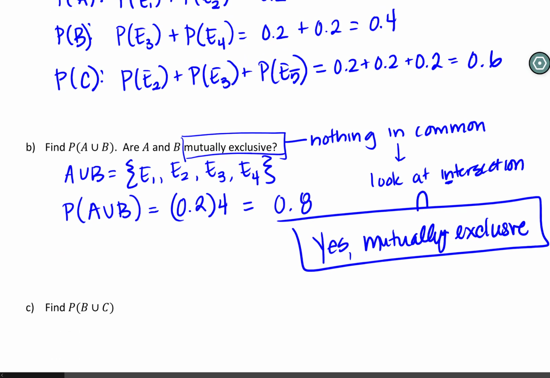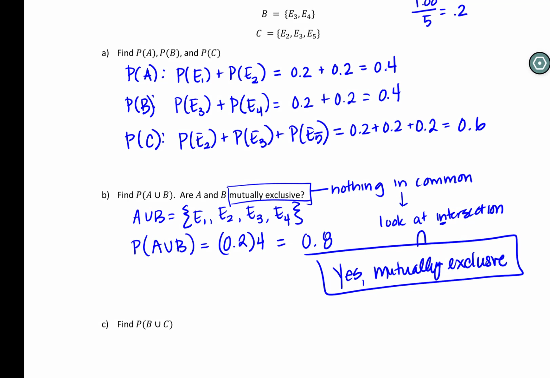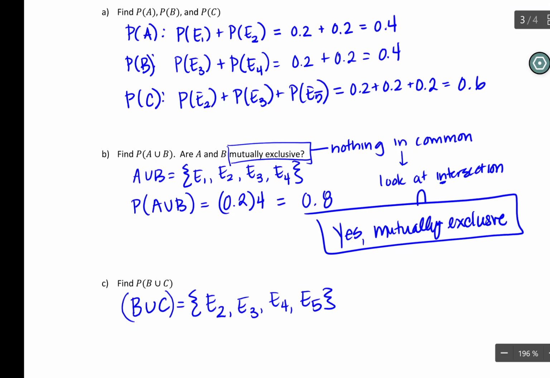Part C of this question asks us to find the probability of B union C. So again, we want to look at the union of B and C. What do we include in our union? It needs to include everything that we see in B and C. Now what's important to pay attention to with this one, you don't double up on things. For instance, we see outcome 3 in both B and C, but we only include outcome 3 once. It's not going to happen twice in the union. So we have outcome 2, outcome 3, outcome 4, and outcome 5.